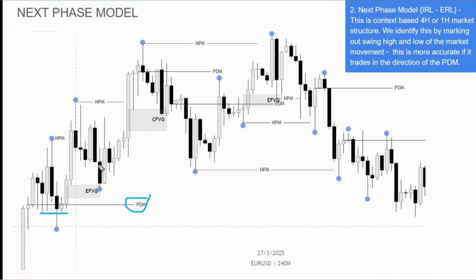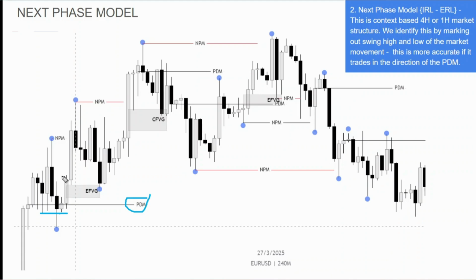It has to be in line with our timing, all right, our trading window. So our trading window is very, very vital and very, very important. So what we want to do next is this. We need to identify our internal range liquidity as well as our external range liquidity.